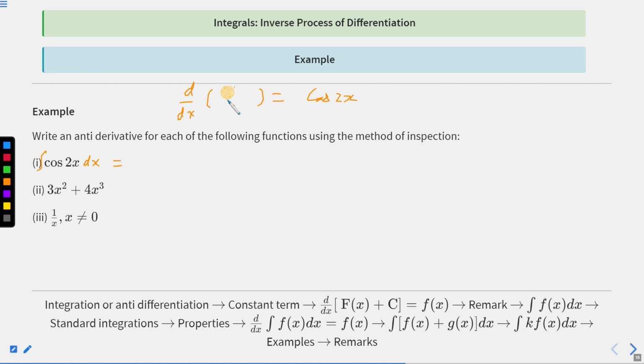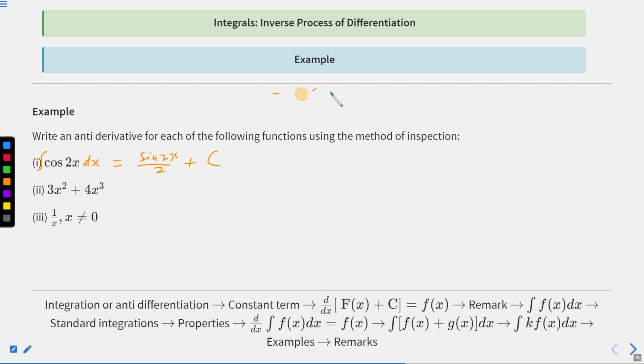Yes, so one thing is very clear: the derivative of sine 2x gives me 2 cos 2x. So this means I have to divide by 2. By using normal thinking, you can say that the integral will be sine 2x by 2 plus some constant. Always add some constant. Okay, clear? I hope it is clear to you.